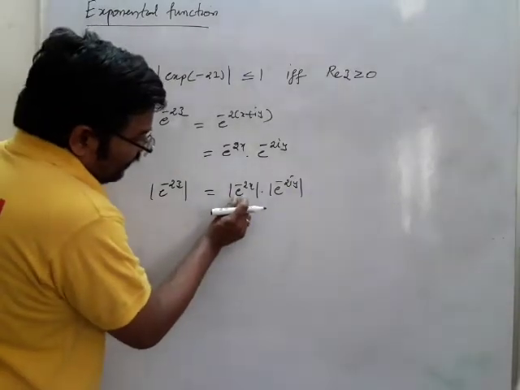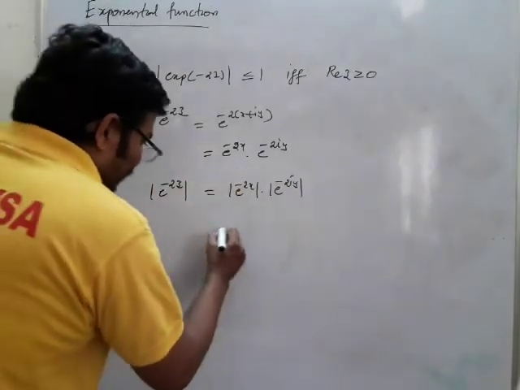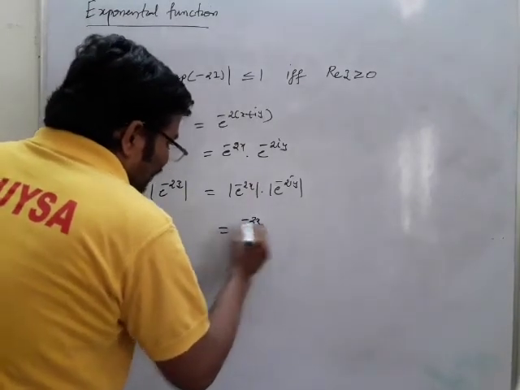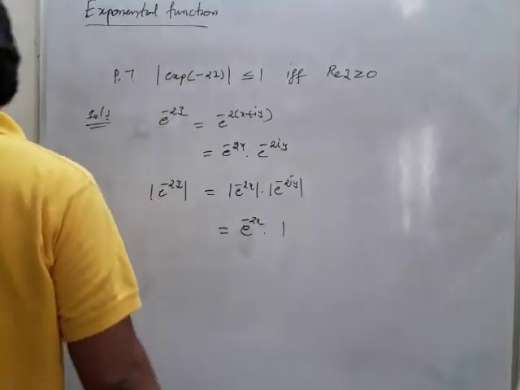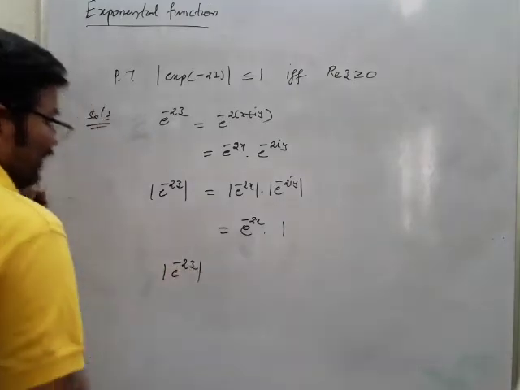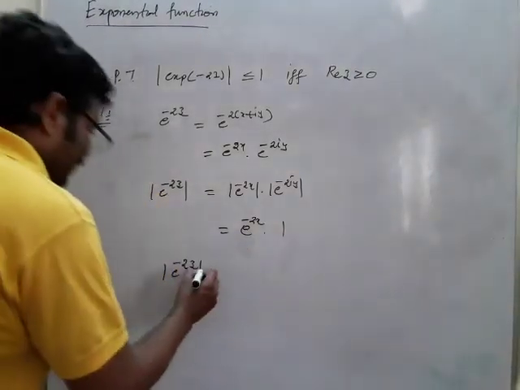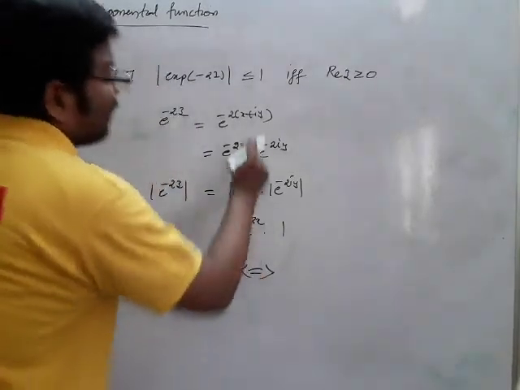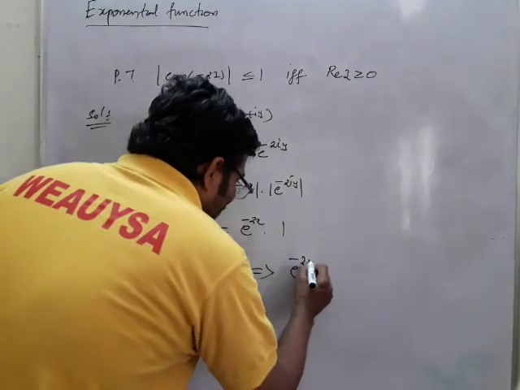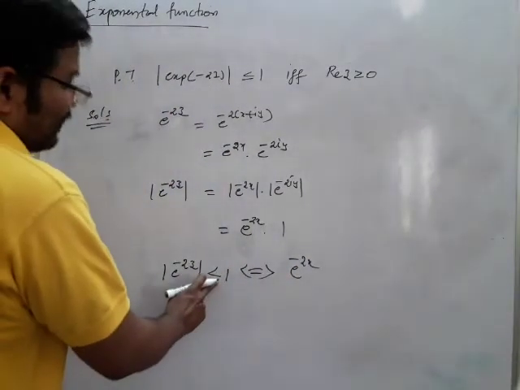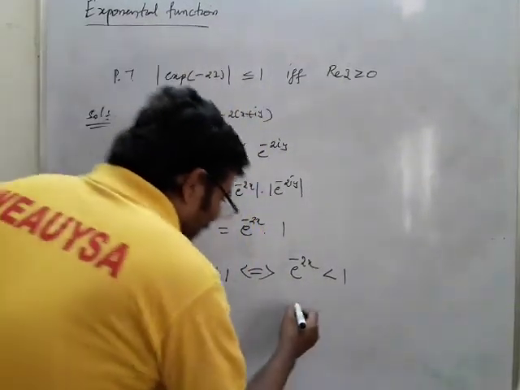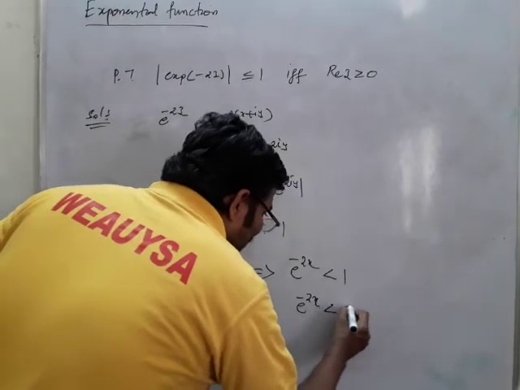This is like mod e^x form, so it is nothing but e^(-2x) itself only, and mod e^(-2iy) is anyhow 1. So therefore what we got, mod e^(-2z) is e^(-2x), which is less than or equal to 1. So e^(-2x) is less than 1, since it is given here. So -2x is less than 1. Therefore what I'll write is e^(-2x) is less than e^0.